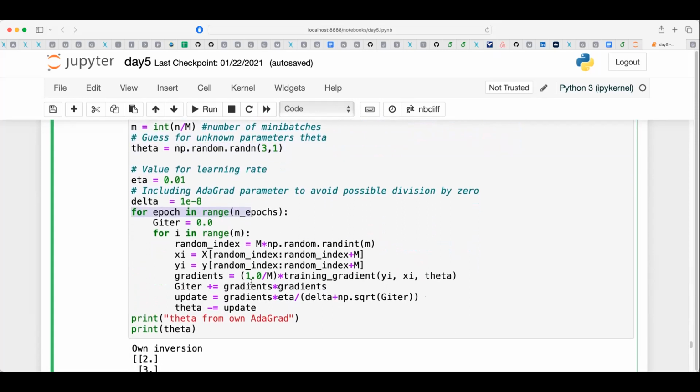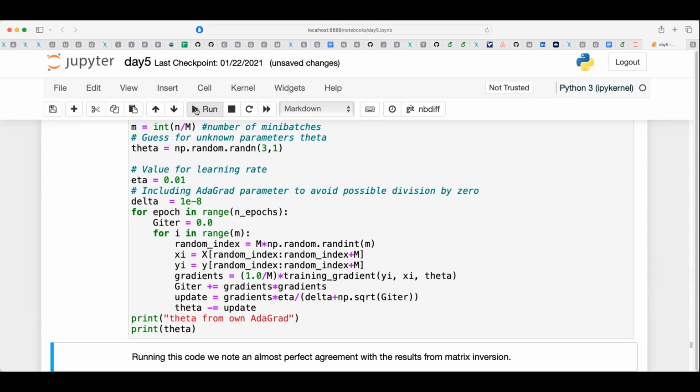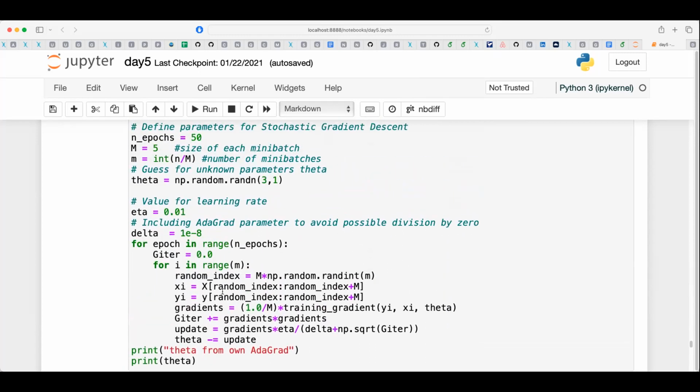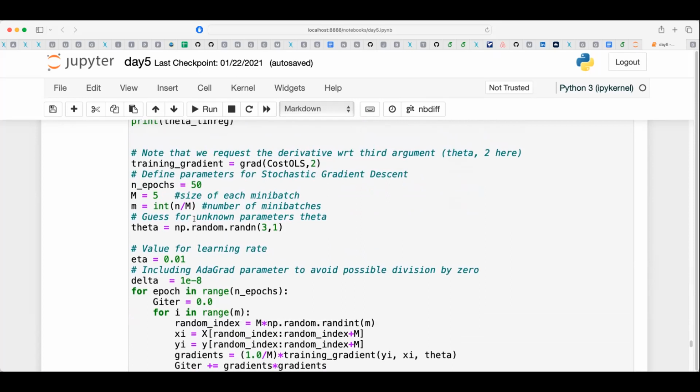I update my learning rate using adaptive gradient. I place myself randomly in the position of all elements in the design matrix and then in the output. And then I just run the code here. And then you see that I'm getting pretty close to the exact value. This is a stochastic gradient descent. This result will, however, depend on the number of epochs.